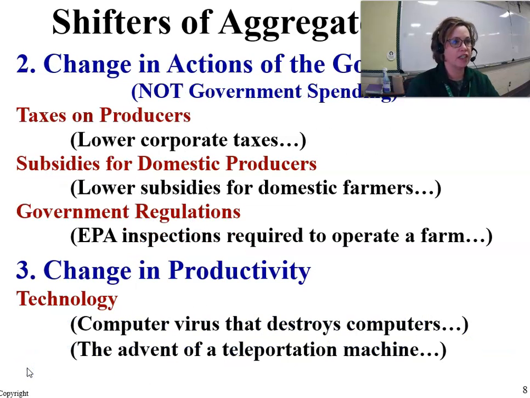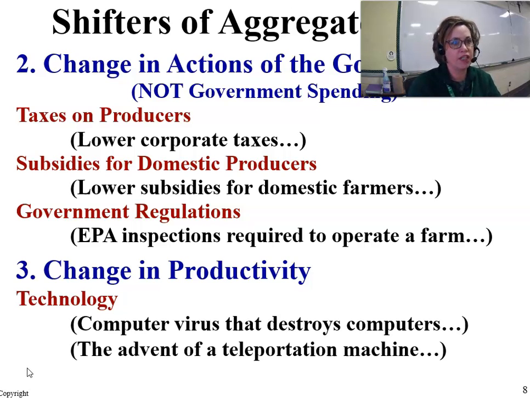Another change is a change in actions of the government. We're not talking about government spending here. So taxes on producers, lower corporate taxes as an example, subsidies for domestic producers, lower subsidies for domestic farmers, for example, or government regulations, EPA inspections required to operate a farm.